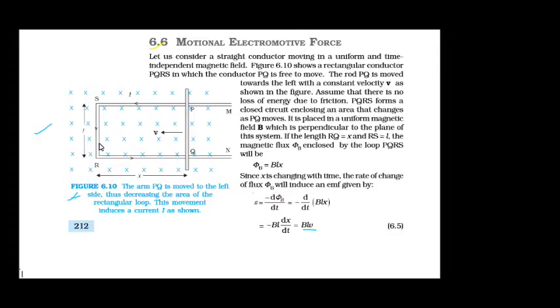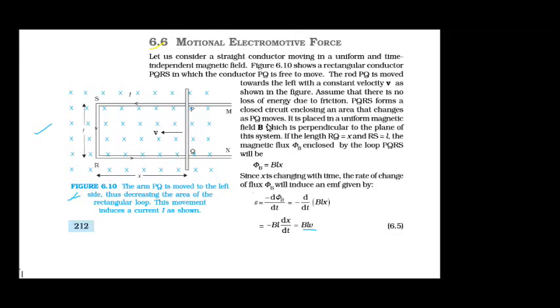RS, which is the same as that of PQ as given in the figure, because SP and RQ are parallel to each other, and PQRS forms a rectangle. Now the rod PQ is moved towards the left with a constant velocity v as shown in the figure. Assume that there is no loss of energy due to friction. PQRS forms a closed circuit enclosing an area that changes as PQ moves.